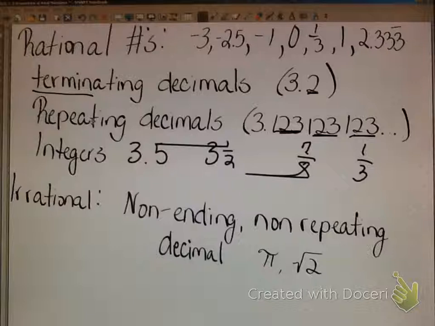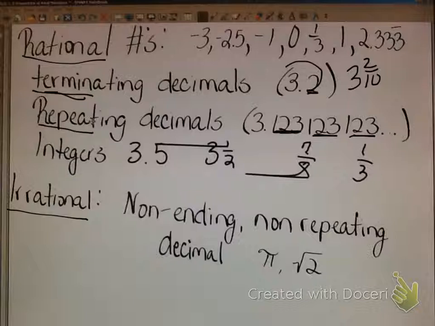Anything that can be written as a fraction is a rational number. 3.2 could be rewritten as a fraction. It's 3 2/10. 3.123 repeating, that could be expressed as a fraction. I don't know what it is right off the top of my head, but it could be written as a fraction. And the difference between rational and irrational is the rational decimals either end or have a repeating pattern.